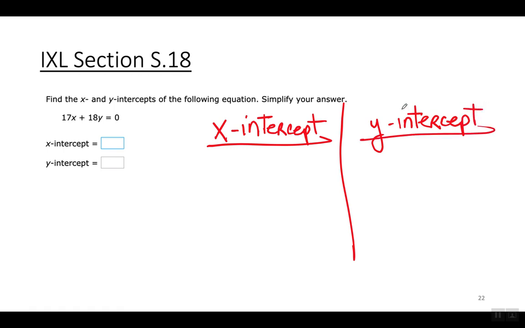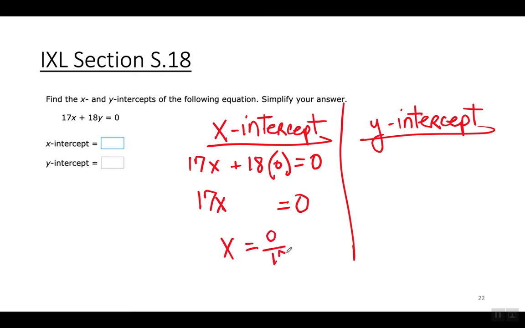So again, to find the x-intercept, I make y equal to 0 and solve for x. So if I make y equal to 0, I'm going to have 17x equals 0, because this canceled out. 0 times 18 is nothing, it's 0. So x equals 0 divided by 17. And again, 0 divided by any number that's not 0 is going to equal 0.